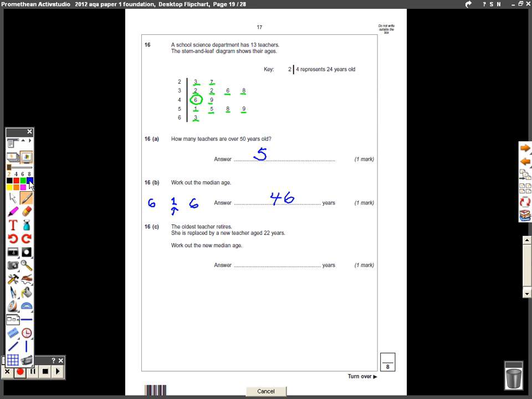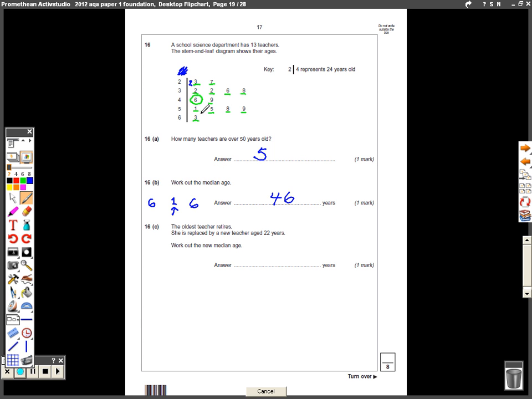Final question. The oldest teacher retires. She is replaced by a new teacher aged 22. So that new teacher would appear in the 20s, 22, so there would be someone else who would appear in there. Work out the new median age.